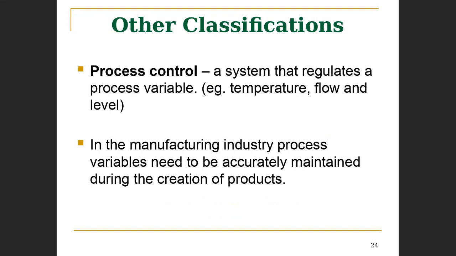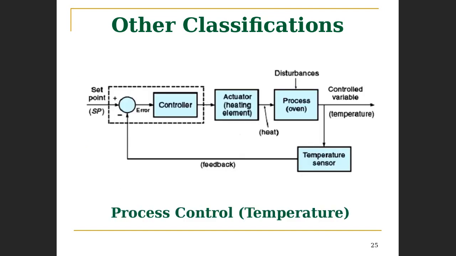Yet one more classification, process control. Process control is a term used to describe control systems found in the process industry. These control systems are normally control systems that seek to maintain temperature, flow, level, pressure, and pH, that kind of thing, okay? And let's look at a block diagram for a temperature control system.